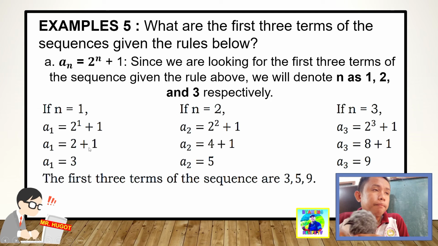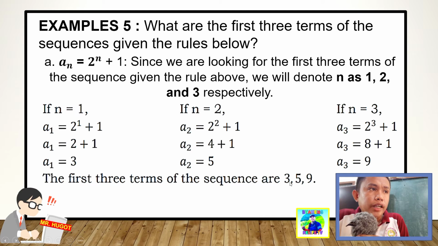So, definitely, 2 raised to 1 plus 1 will become 2 plus 1, that's 3. So, 2 raised to 2 is 4 plus 1, that's 5. 2 raised to 3 will become 2 times 2 times 2. 2 times 2 is 4 times 2, that will become 8 plus 1, and that will become 9.